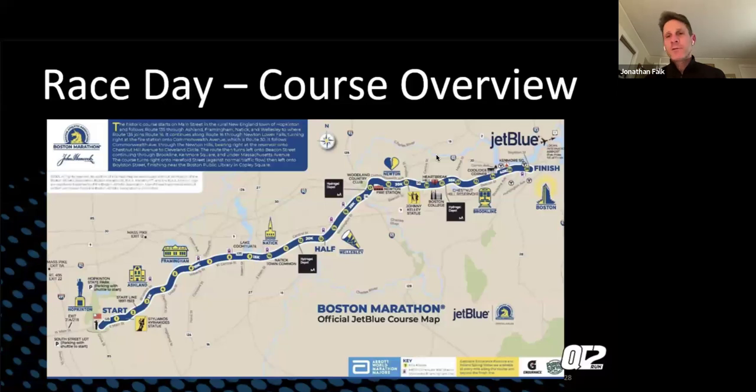So here's just kind of an overview of the course. This is what you'll see, and you'll probably get a printout. I think it's in the magazine that you get when you pick up your bib and your shirt. Just a layout of the 7 communities that you go through on the way to Boston.